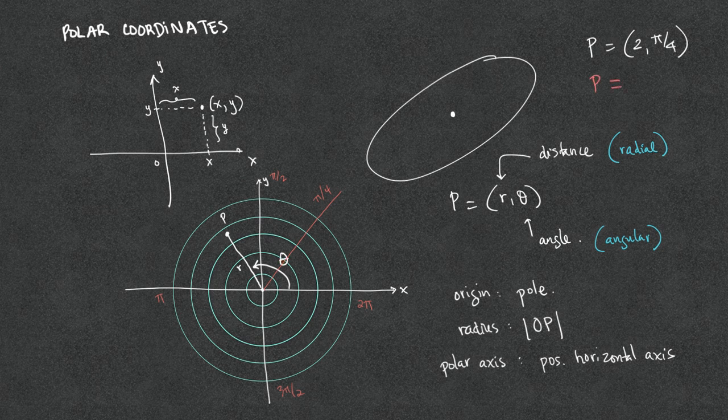To plot the point -2, pi over 4, we will start from the positive horizontal axis, go to the ray pi over 4, count 2 units, but this time we want the negative radial coordinate, so we would need to go to the opposite side. Thus, -2, pi over 4 ends up in the third quadrant, even though the angle is pi over 4.